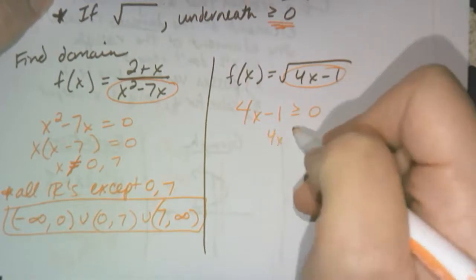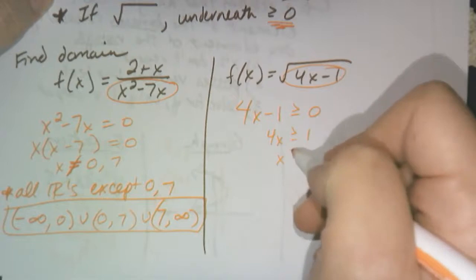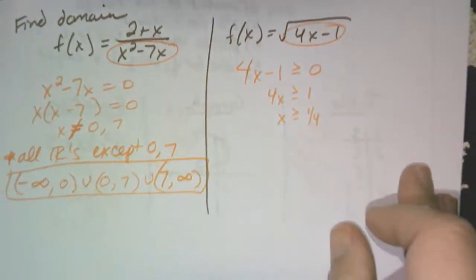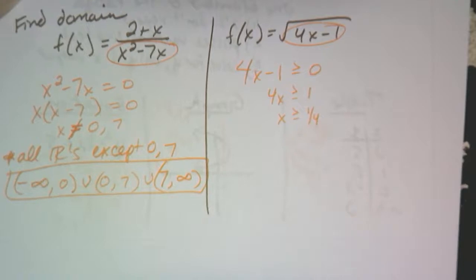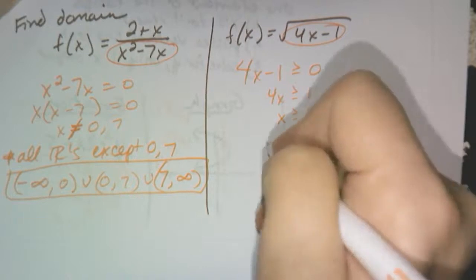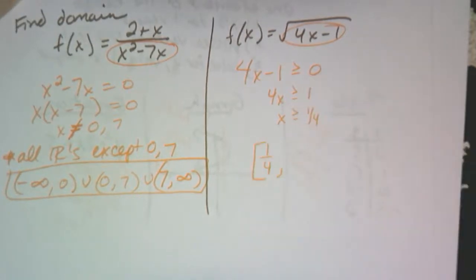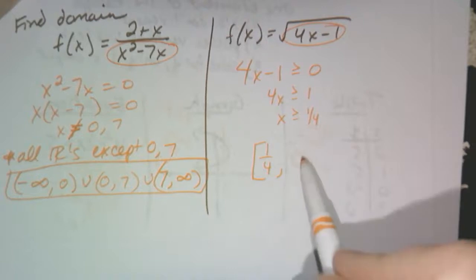So let's do that. Whatever's underneath, 4x minus 1, just write it greater than or equal to 0. Solve for x. This one's even easier. X is greater than or equal to 1/4. Somebody want to write that in notation for me? What is the smallest value that X could be? 1/4. Do I include it or not include it? Include it. What's the highest value then that X could be? Infinity.